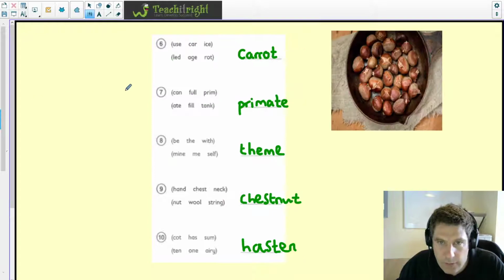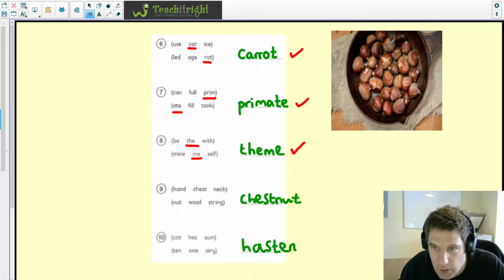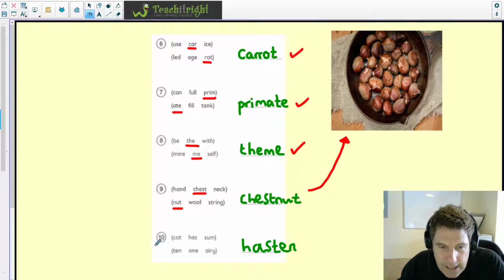Let's have a look at the next 5. We've got carrot, so car and rot go together and make carrot as the compound word. Then we've got primate. Then we've got theme. Sometimes they can be quite short. So again, if I just go down and underline the words where they've come from. So prim and 8. And then we've got the and me. And then chestnut. And just in case you didn't know what a chestnut looks like, I've got a nice picture there of some chestnuts. Chestnut can also be a colour for a pony as well, a chestnut pony. So we've got chest and nut. And then the last one on this particular page is has and 10, and it spells hasten, to move quickly.